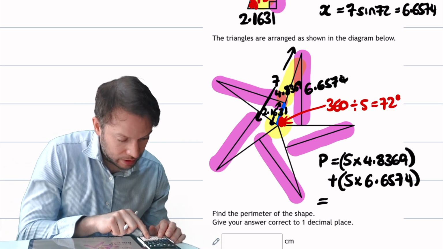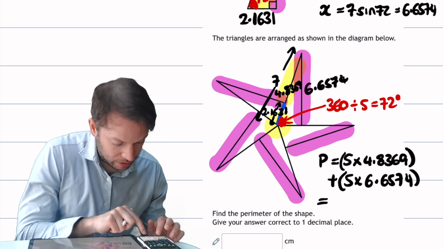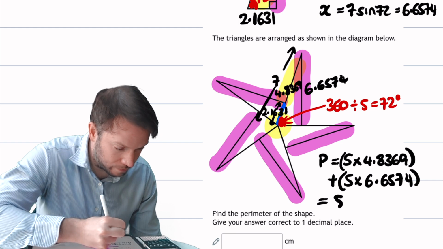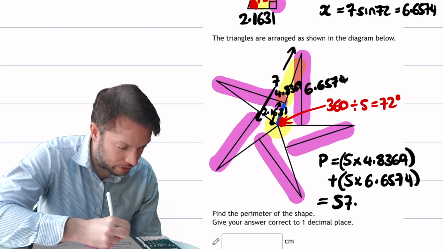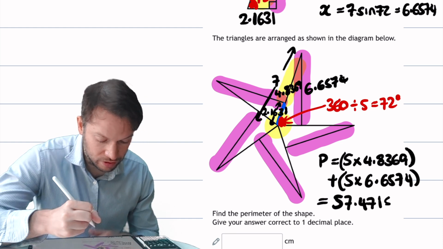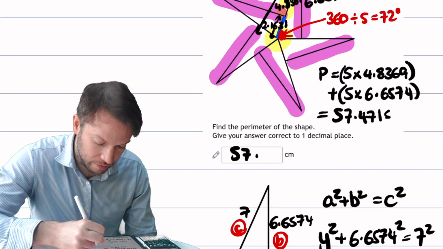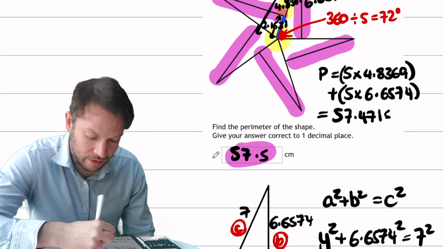So let's do that. 5 lots of that plus 5 lots of 6.6574. And that gives me 57.4715 as a total perimeter. I want it to 1 decimal place, so it's just 57.5. And that is the final answer.